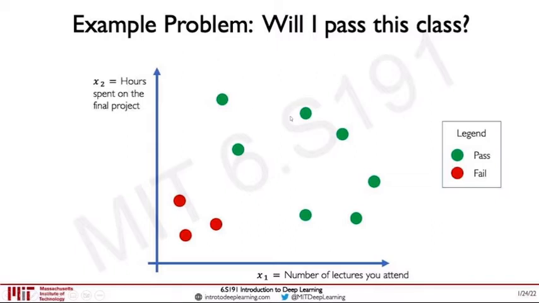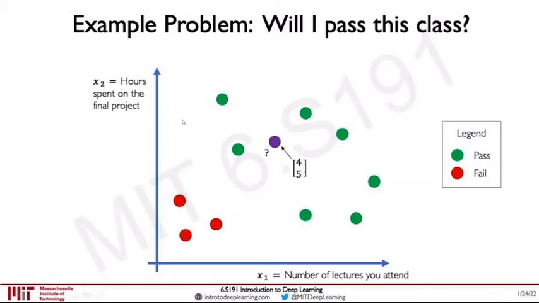And of course, 1, 2, 3, 4, 5, 6, 7, 7 students passed the class. That means we are using 10 data points. We have x1, the number of lectures they attend, x2, the hours spent on the final project, and y, which is categorical, whether they pass or not. So take a look at that.